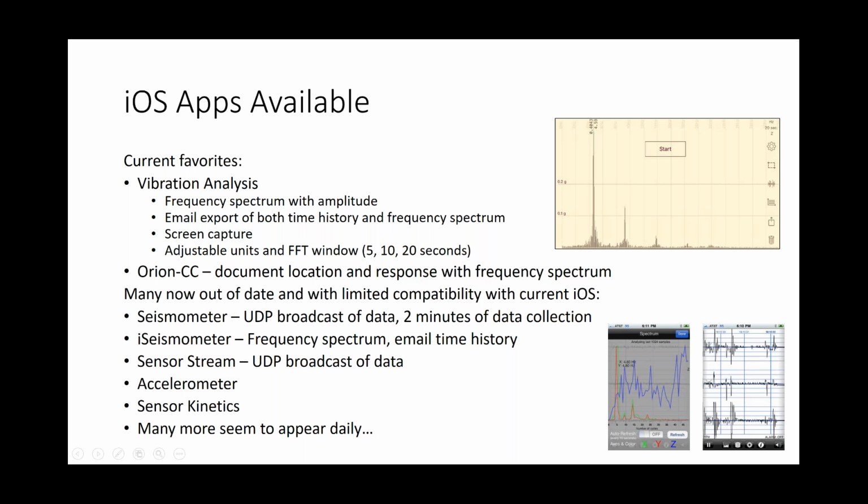This app, like many of them, has an email export, so you can export both the time history, the acceleration through time, as well as this frequency spectrum generated by the app. This also has screen capture, so it allows you to take these pictures and put them directly into your photos. And it has adjustable units, an FFT window, and there's actually a lot of other functionality. It can work with Bluetooth accelerometers and can do much more. But so far, we're focusing on the accelerometers within the device itself.